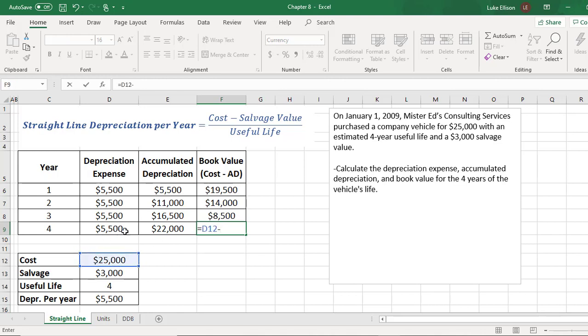And then when you're all done and you've calculated that for each year, you should notice that the last year's book value is the same as the salvage value. Now that's always going to be the case for straight line depreciation. So that's a good way to check your work.